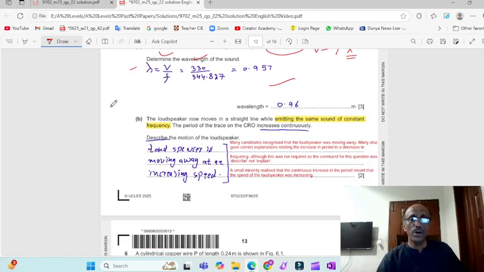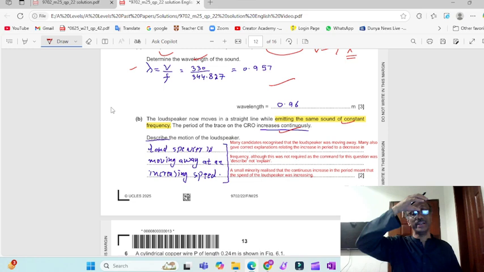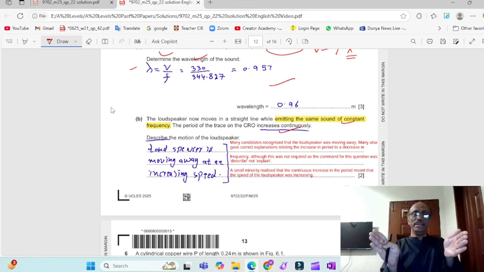The loudspeaker is now moving towards the right hand side while emitting the sound of constant frequency. The time period on the CRO is increasing. Now time period increasing means that it is accelerating, it is gaining speed. If the time period decreases, it means that the object is slowing down. If the time period increases, it means that it is now moving at a rapid speed. So describe the motion of the loudspeaker. The loudspeaker is moving away because the time period is increasing, so frequency will decrease.